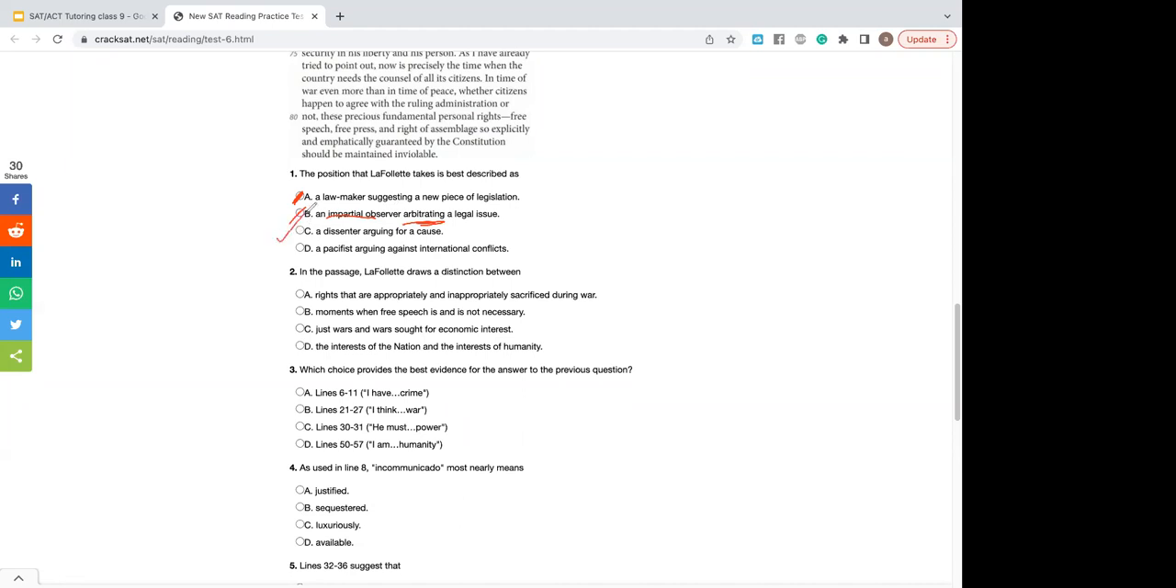C, a dissenter arguing for a cause. That looks like a good answer because he's arguing that free speech should be given back to the people versus all the stuff that's happening without the right of free speech. A pacifist arguing against international conflicts. Nowhere does it say that he's against the war. You just give people the right to talk about the war. Therefore, the answer is C.